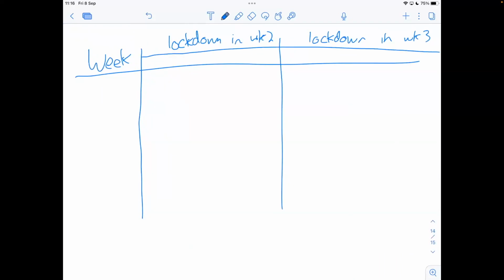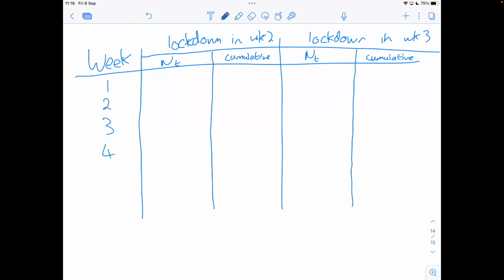We can think about, in each of these cases, what's our N_t here? Remember, N is the number of deaths. And we can also think about the cumulative number of deaths. I'll put everything on here. So we have 1,000 individuals who die in week 1. And here our lambda is equal to 2.